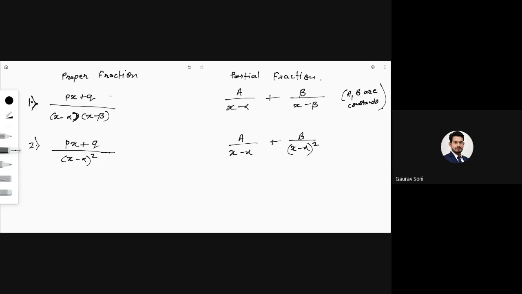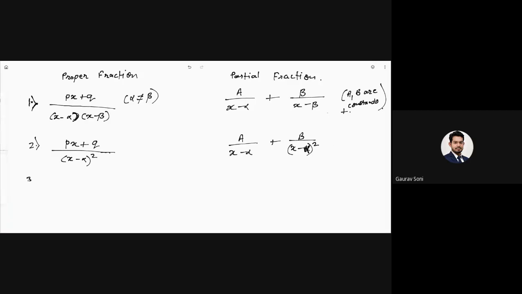So I'll write it down here in a bracket. Alpha is not equal to beta. If alpha is not equal to beta, then I can write it down in this form. If alpha is equal to beta, then it will be x minus alpha square, so that I can write it down as partial fraction in the form a upon x minus alpha plus b upon x minus alpha square.